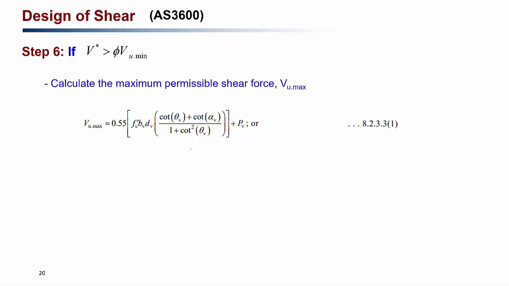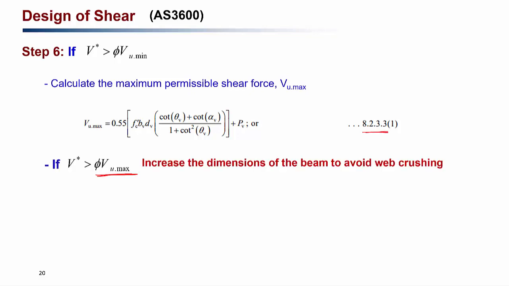not. So as we said, if the shear force is greater than phi Vu.max, it can cause the web crushing of the beam. So you need to just check whether your shear force V star is less than phi Vu.max or not. So Vu.max, again, can be computed using this equation. If V star is greater than phi Vu.max, that means the shear force is greater than the maximum shear force allowed for that cross section. You have to change the dimension of the beam. You have to increase the b and D so that it can take more shear force.